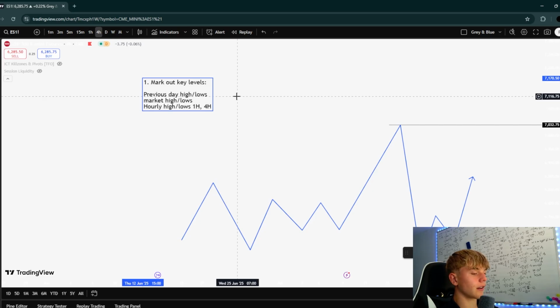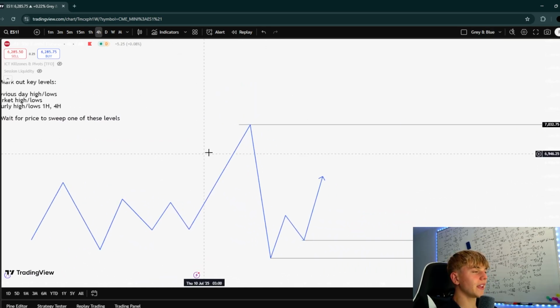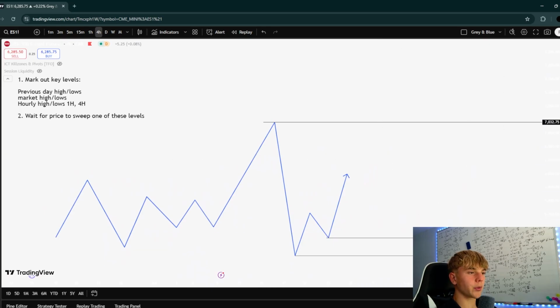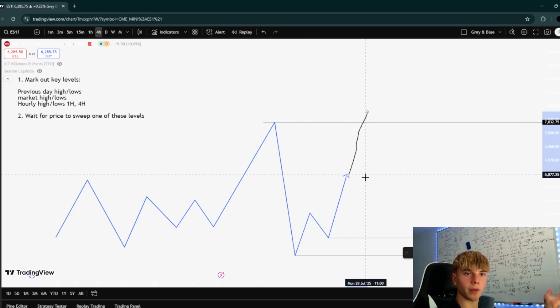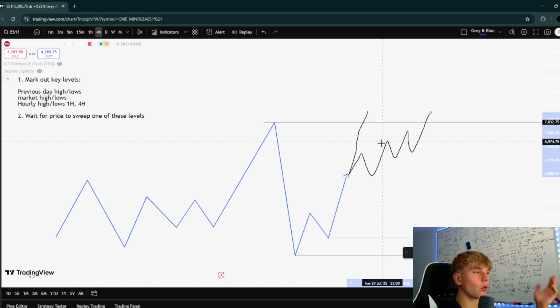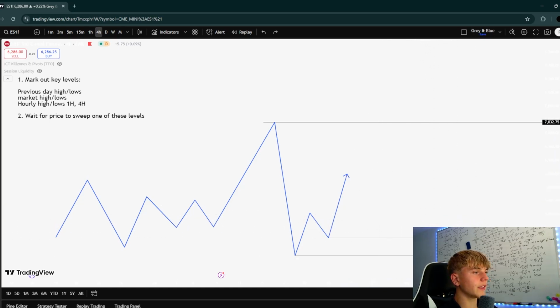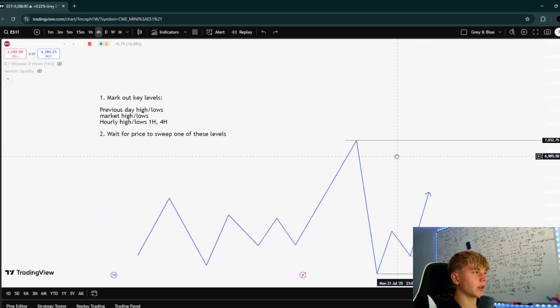The next thing I look for is I wait for price to sweep one of these levels. What it means for price to sweep one of these levels is purely for price to go up and break one of these levels like so. Go up, push past the level, and that is very simply what a sweep is. So price could just go straight up here, it could bounce and then come up to this level, or price could bounce down and sweep below these levels. All of these is what I mean by waiting for price to sweep one of these levels.